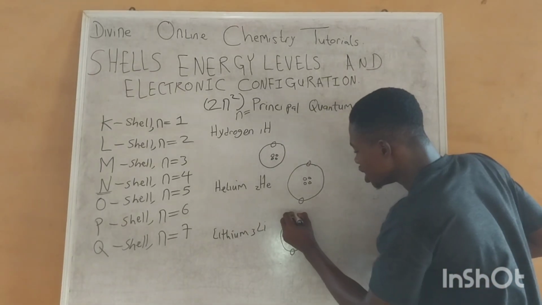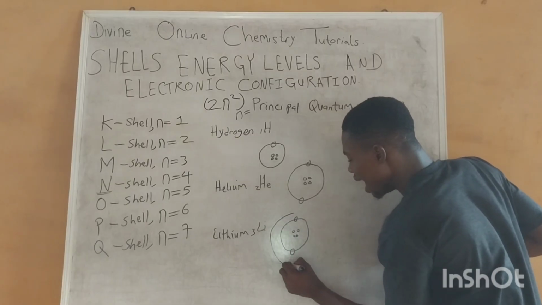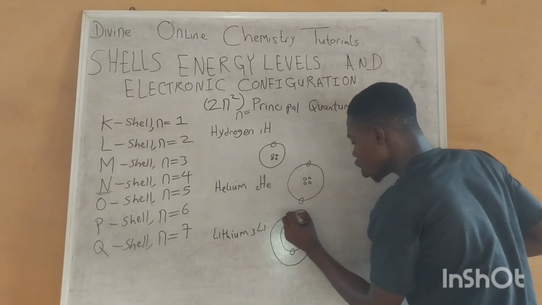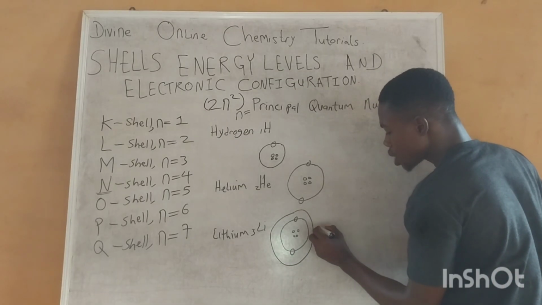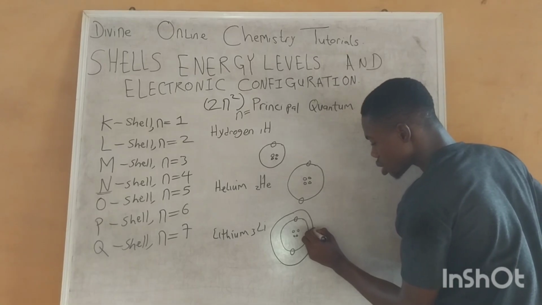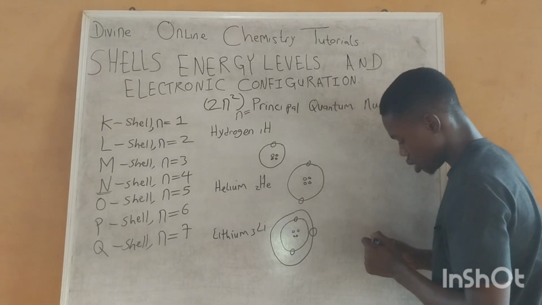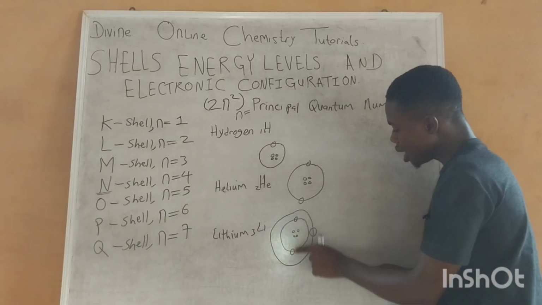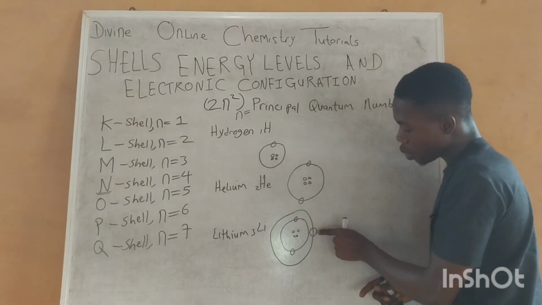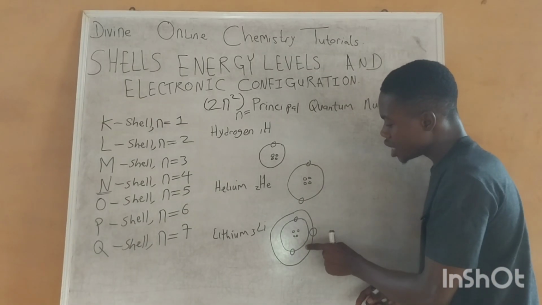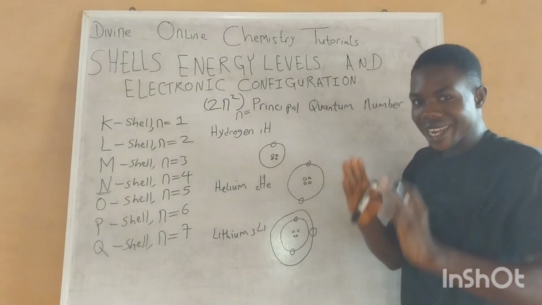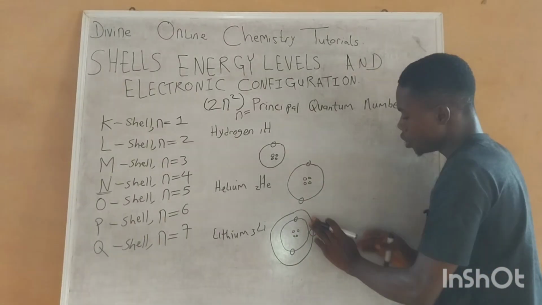The next thing to do is to introduce the next shell, which is the L shell, following the K shell. So we now put the 3rd electron in the L shell. So if you look at it very well now, the 2 inner electrons as the K shell plus this 1 electron as the L shell now makes it 3 electrons.